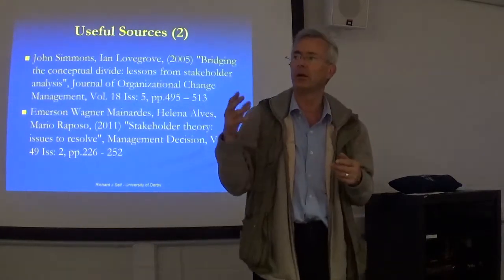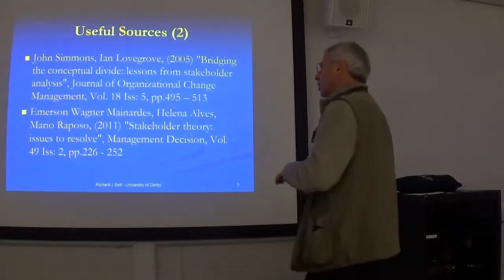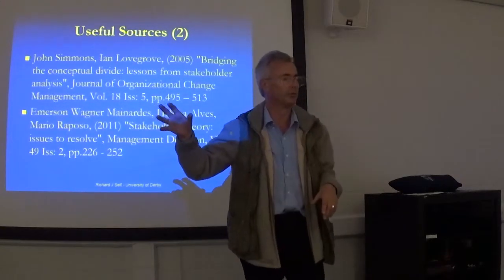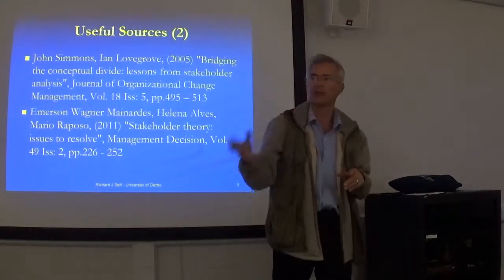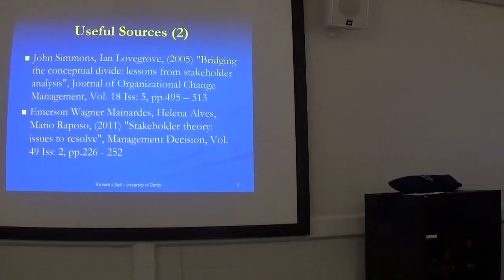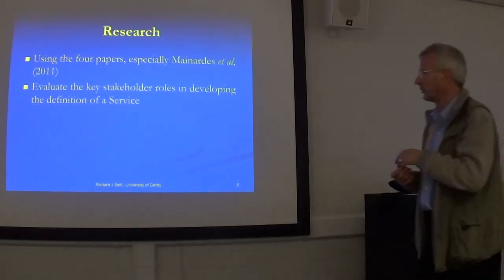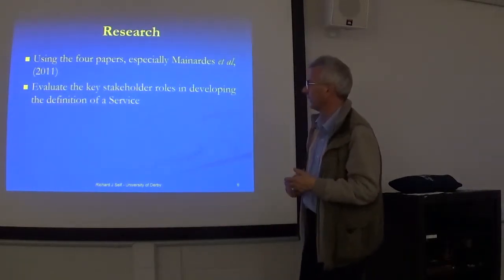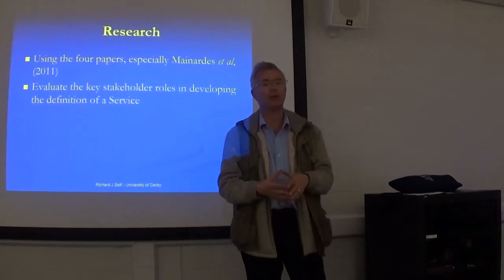You then start thinking about this location-based service that you're working on for the assignment. Who are we addressing this new LBS-based item towards? To do that, you need to understand this concept of stakeholders. You also need to link it back to Zachman Enterprise Architecture, because that helps you answer some of the very high-level questions we've talked about. Then, using all four of those papers, looking back at enterprise architecture and forward at stakeholder analysis, evaluate the key stakeholder roles in developing the definition of a service.